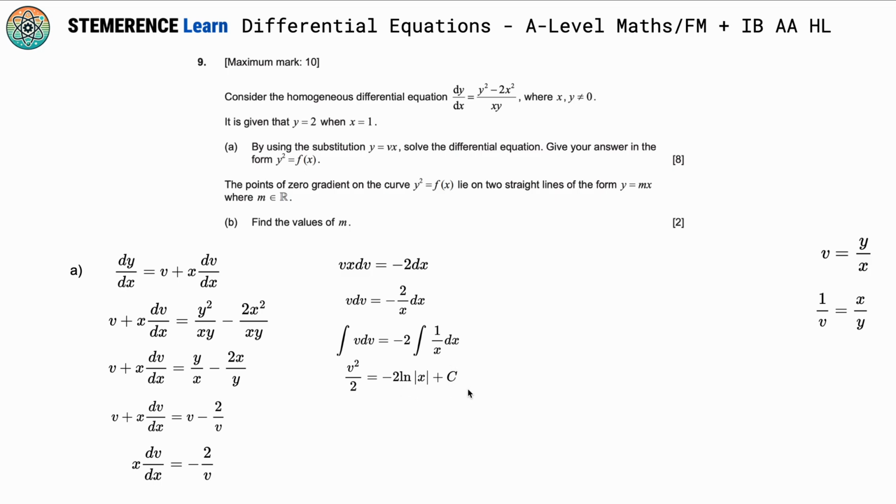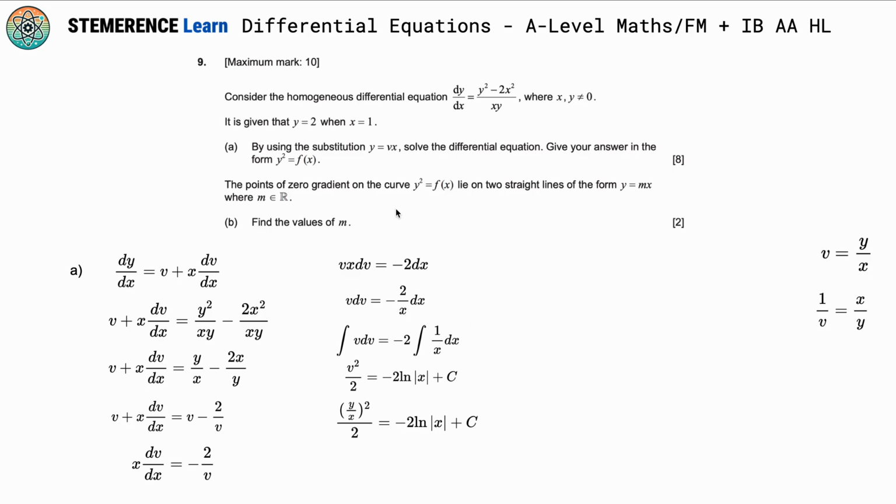We just need to add the constant to one side of the equation. And now we need to figure out what this constant is. So now we make use of this information over here. It is given that y equals 2 and x equals 1. But before we do that, we can actually substitute v with y over x over here. So then we get y over x, and this is raised to the power of 2, divided by 2 is equal to negative 2 ln of x.